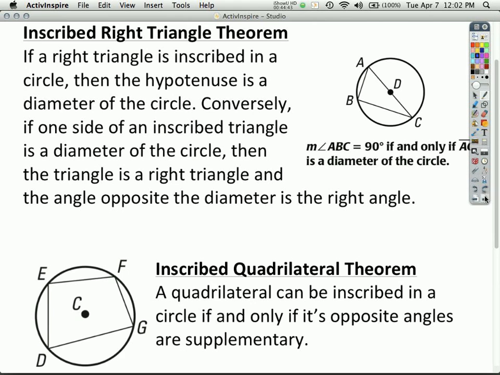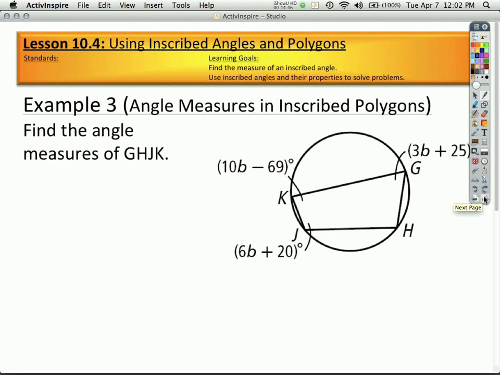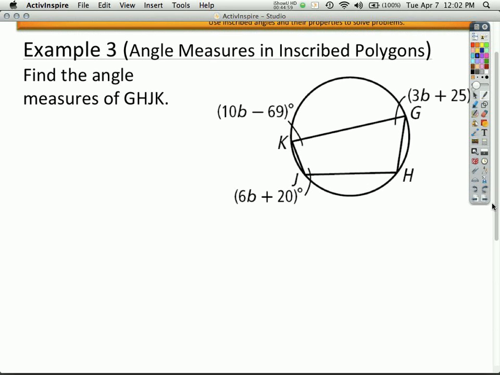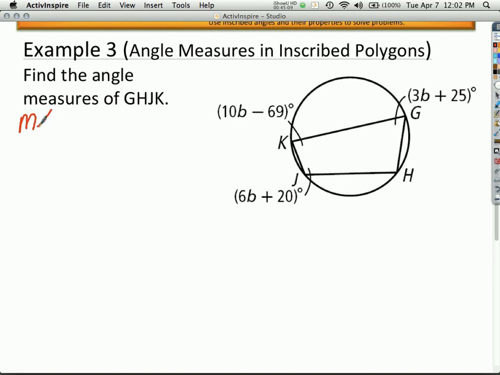So let's go ahead and utilize these ideas to solve some problems. Do not sketch the picture for this one. I don't think there's any value in the time spent on that. Or there's not as much value. So we're just going to use the picture up here. Find the angle measures of G, H, J, and K. So I would like to be able to list the measure of angle G, measure of angle H, measure of angle J, and the measure of angle K.